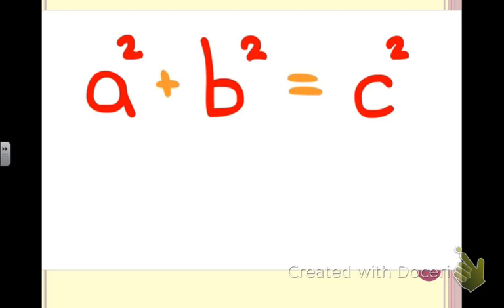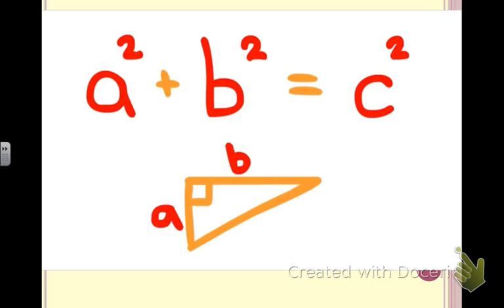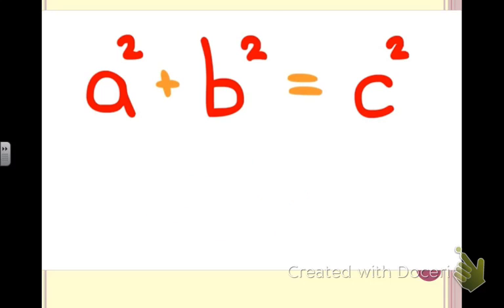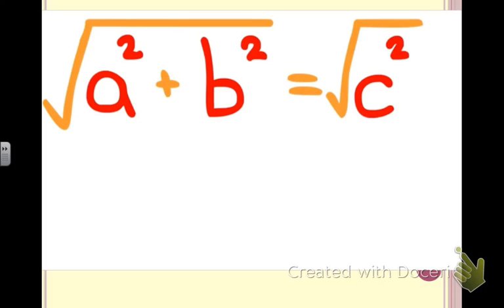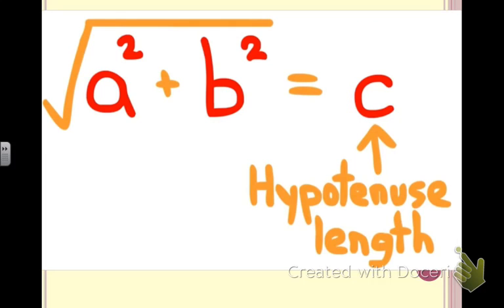The Pythagorean theorem is a delicate calculation. To find the hypotenuse, take the square root of the sum of the two other sides squared, and then compute.